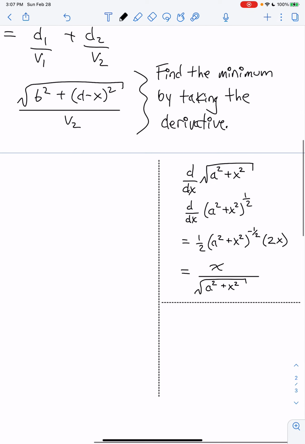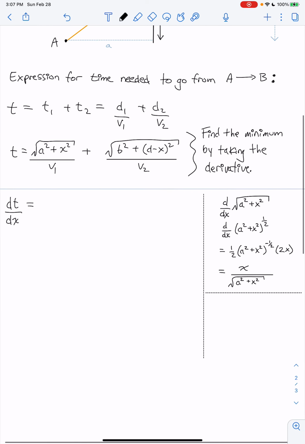And so that is how we're going to do both terms. So the first term is then going to be x over the square root of a squared plus x. And we also have that v1 term, so let's not forget about v1.